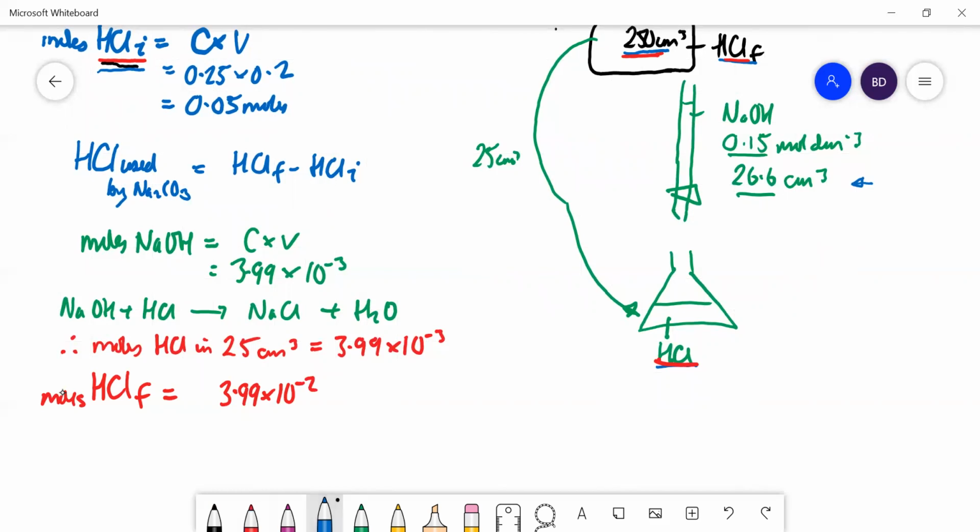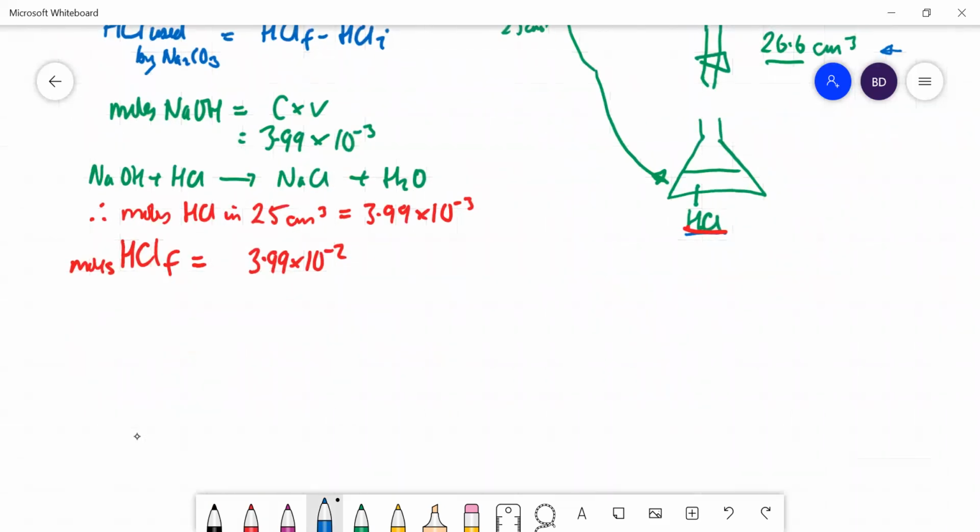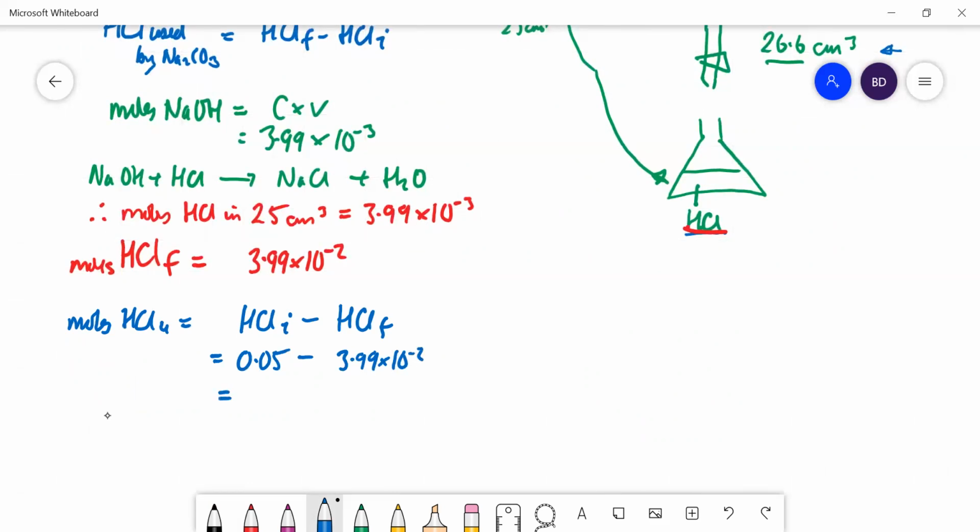Right, now the moles used up by the sodium carbonate is initial minus final. So the initial moles was 0.05. Write that down. HCl initial minus HCl final, 0.05 minus 3.99 times 10 to the minus 2 is equal to 0.0101 moles. Okay, now that's used up by the sodium carbonate.